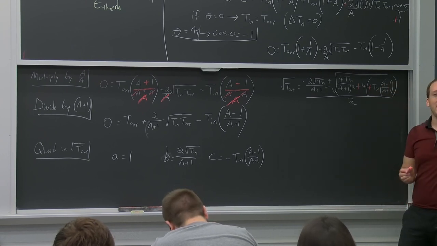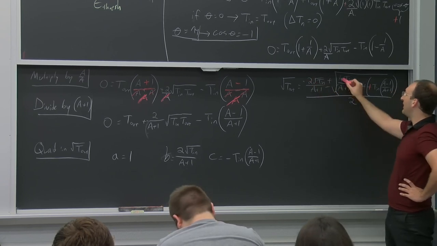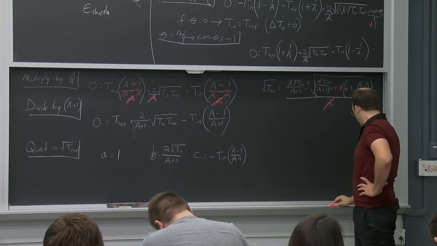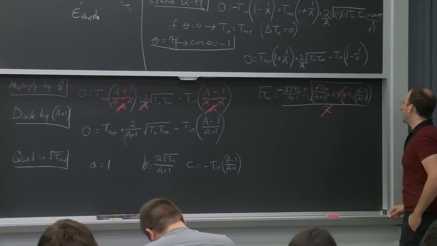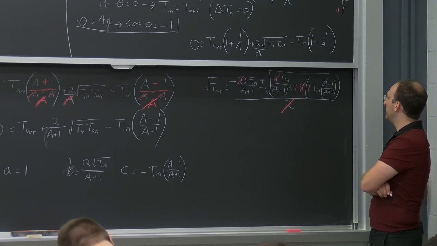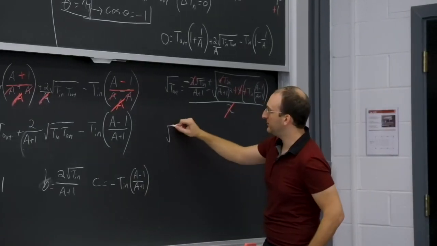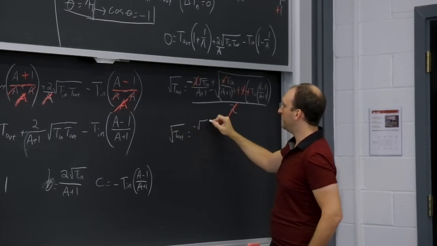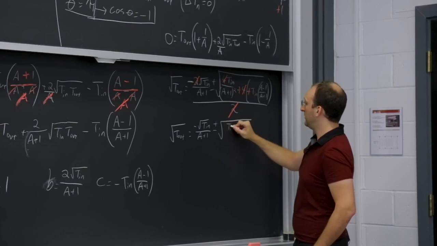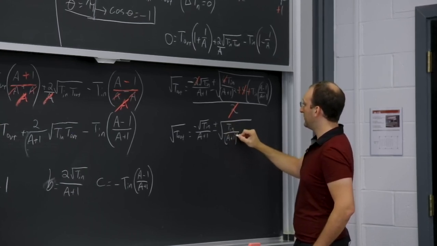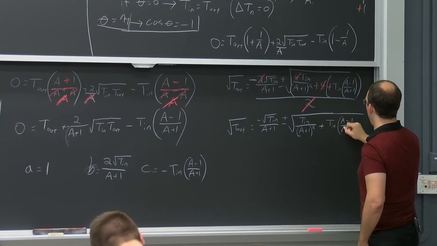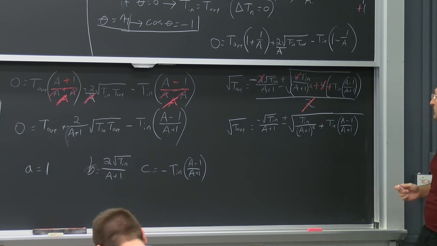First thing we note is that everything here has a 2 in it, either directly as a 2 or hiding as a square root of 4. So we can cancel all of those. We'll make sure that minus sign is nice and visible. What else is common to everything here? I'll write it all out simpler without all the crossed out stuff. Minus root T in over A plus 1 plus or minus root T in over A plus 1 squared plus T in times A minus 1 over A plus 1. With that written a little simpler, what's also common and can be factored out of everything?